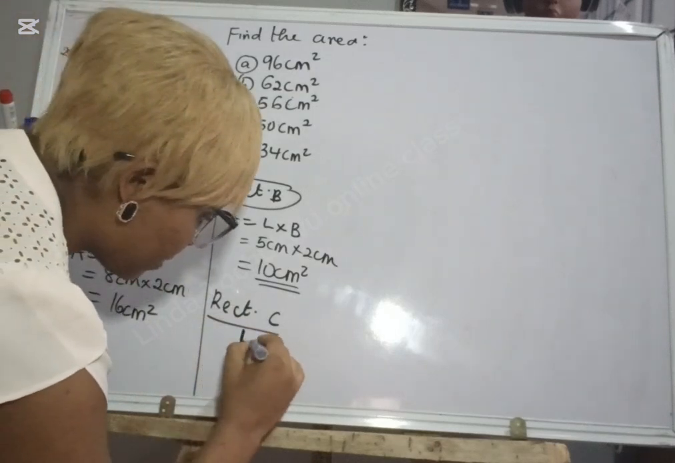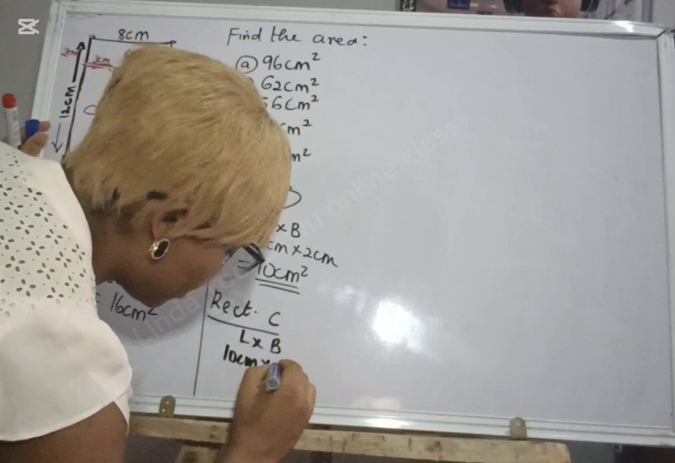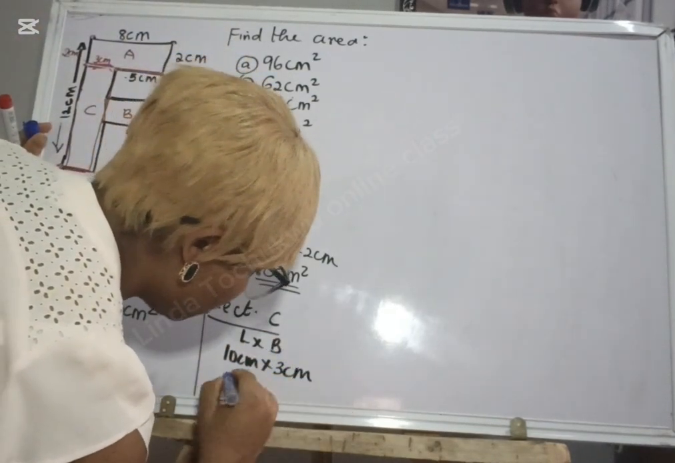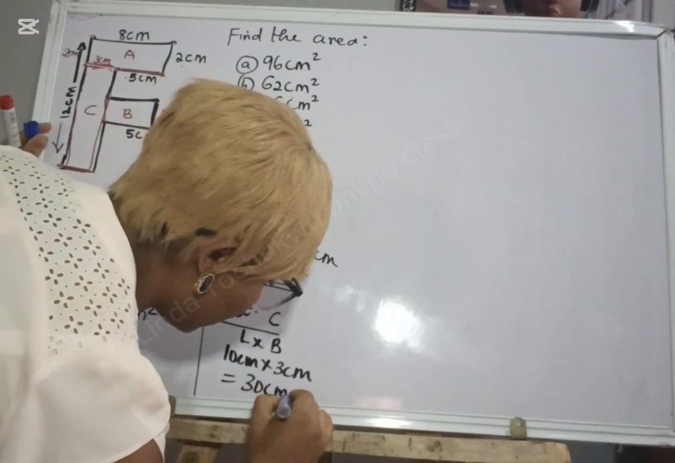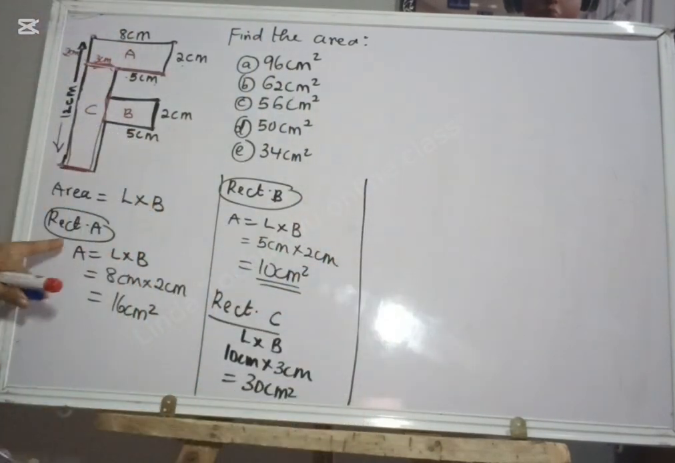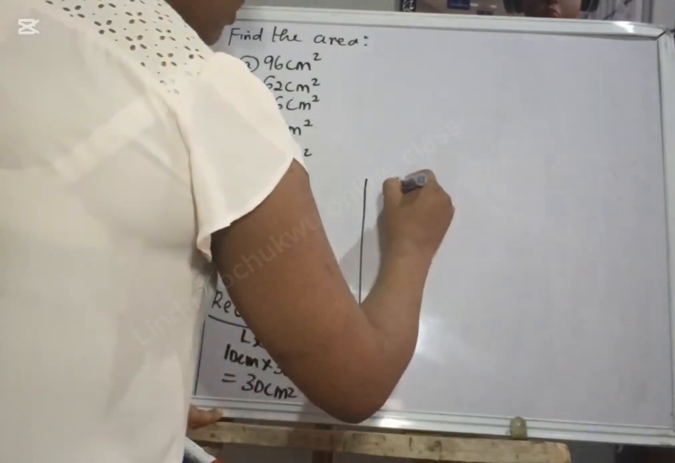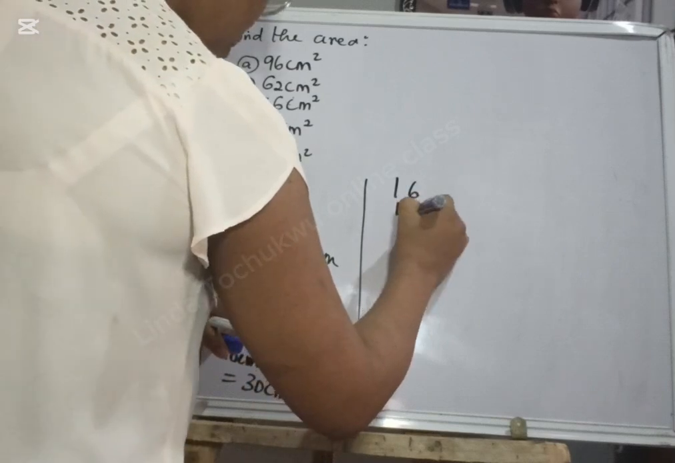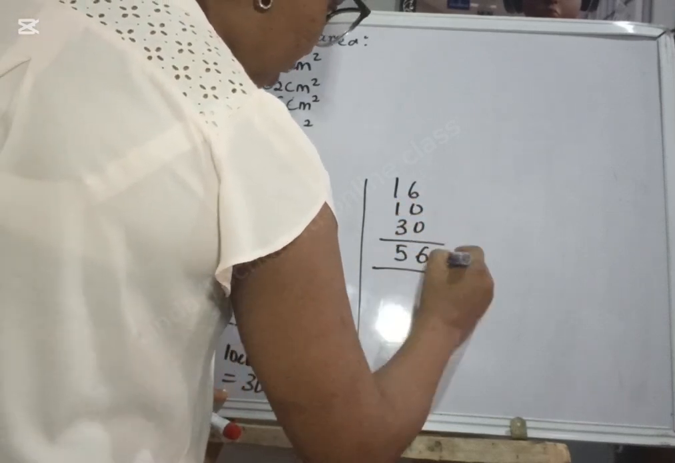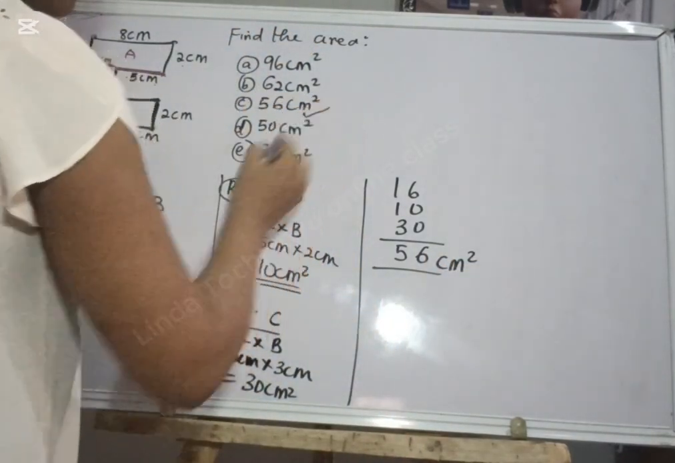So my length times breadth. My length is 10 centimeter and my breadth is 3 centimeter, which is 30 centimeter square. So we have to add up rectangle A plus rectangle B plus rectangle C. That will be 16 plus 10 plus 30. That is 56 centimeter square, which is option C.